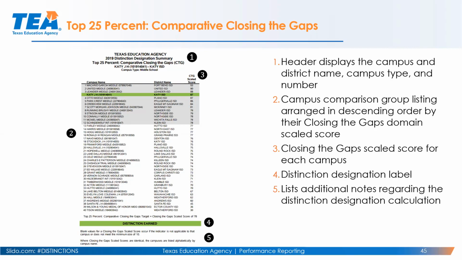Section 4 lists that a distinction designation was earned. You can see that our campus highlighted in green falls within the top quartile, Q1, for campuses within the campus comparison group, which is why a distinction was earned for closing the gaps. And section 5 would list any additional notes regarding distinction designation calculations.